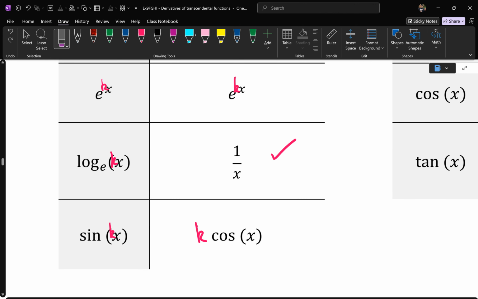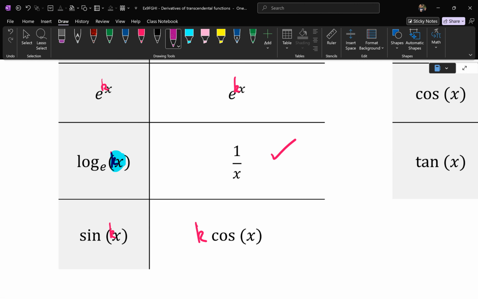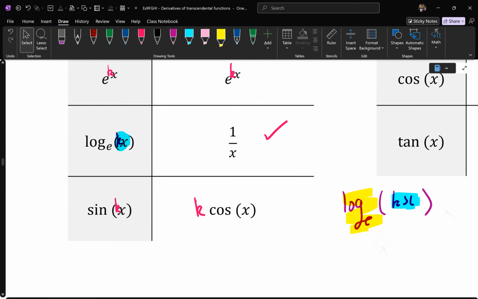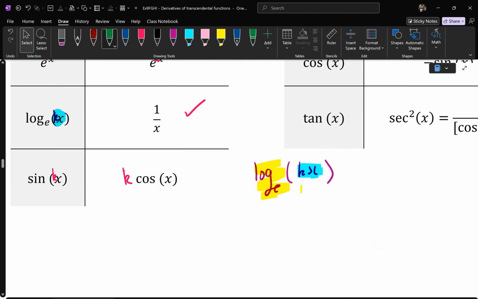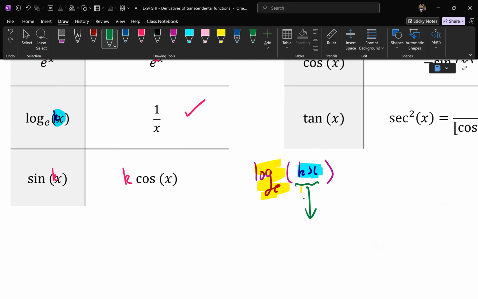This only works because of kx. Remember the chain rule: if you were to do log e of kx, this is a composite function. This is a linear function within a log function. So if you do the chain rule, you would find the derivative of the inside. What is the derivative of kx if k is a number? Think of it as like 2x or 3x. What's the derivative of kx? It would just be k.